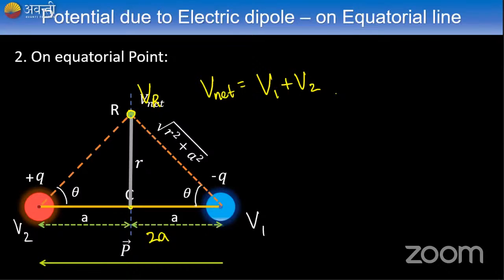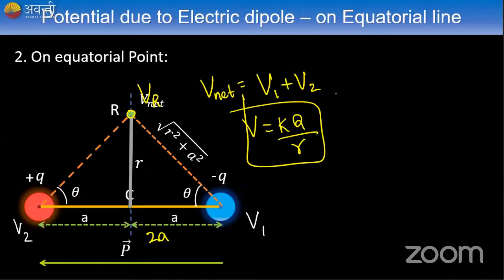Next, we have to find the electric potential due to these two charges at this point. So what is my potential V? The general expression was K times Q by r, right? If we consider these two as point charges, and I assume there exists a test charge here, what is the electric potential at this point? V is equal to K times plus Q or minus Q.